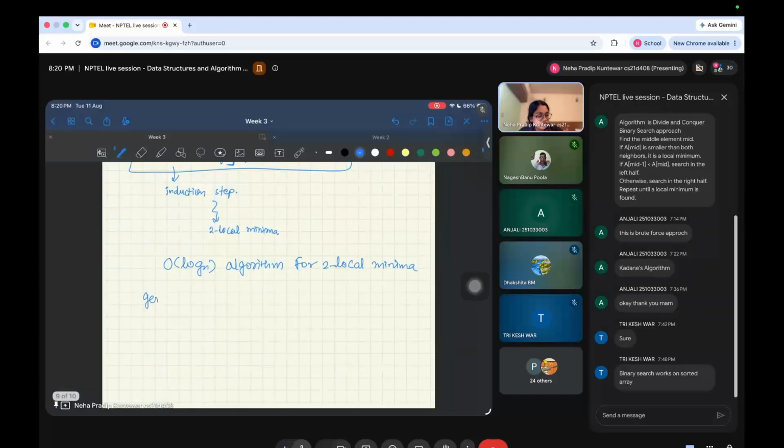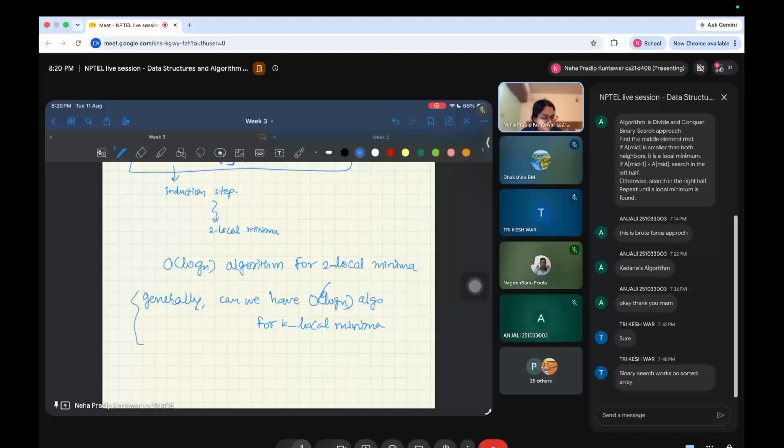So more generally, can we have an order log n algorithm for k local minimum? But k would show up somewhere here. It may be a multiplicative or an additive factor, but I'm assuming k is constant right now, but it will definitely show up somewhere.